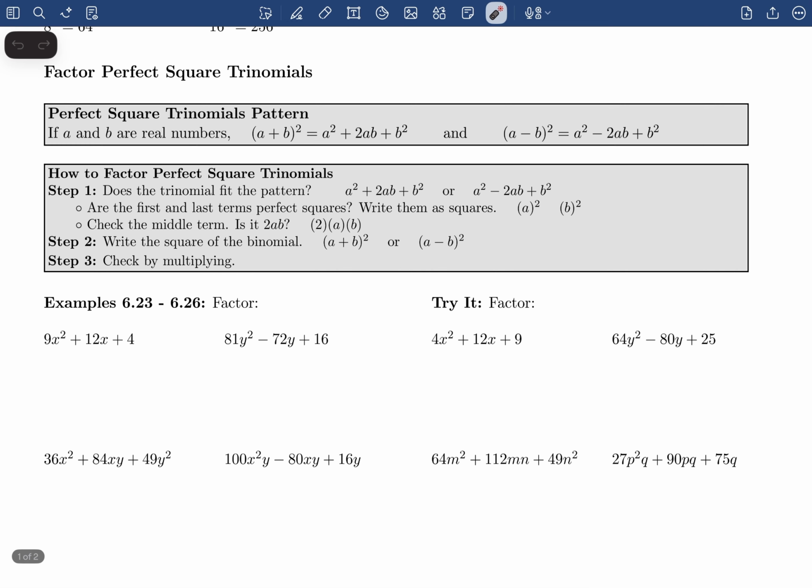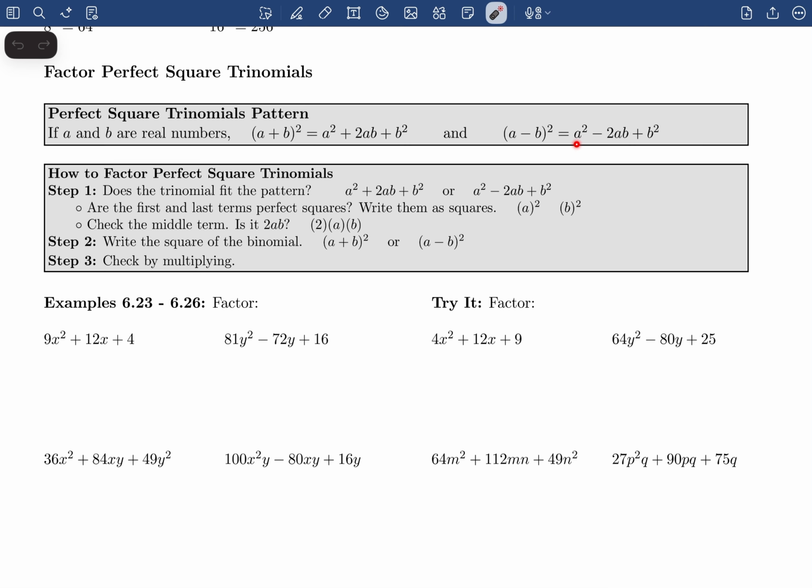Our first objective today is to factor perfect square trinomials. A perfect square trinomial pattern looks like this. This is a perfect square trinomial: A squared plus 2 times A times B plus B squared. And we can factor it into A plus B squared. Whatever A and B are, we can take them and factor into this.